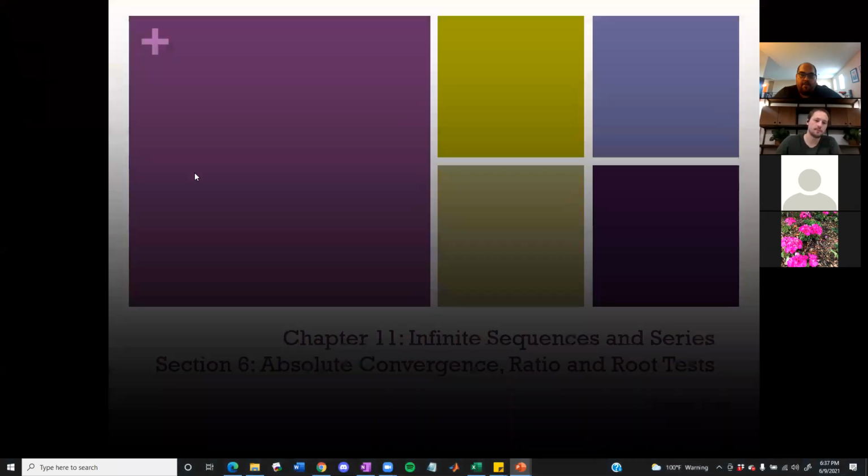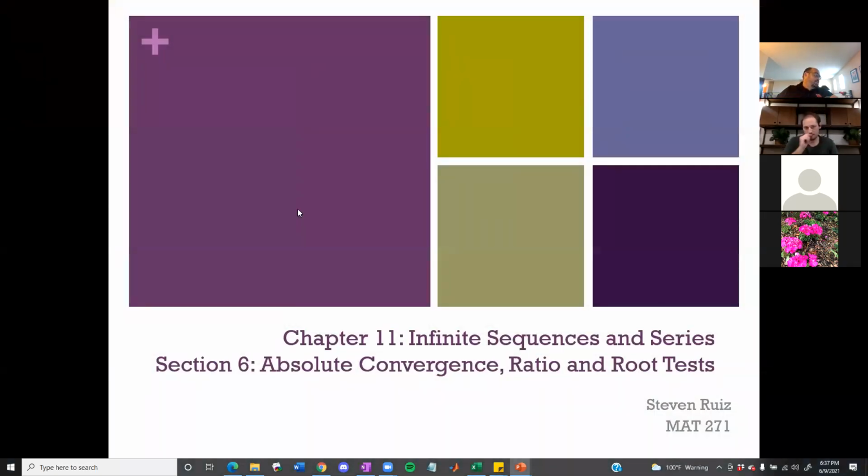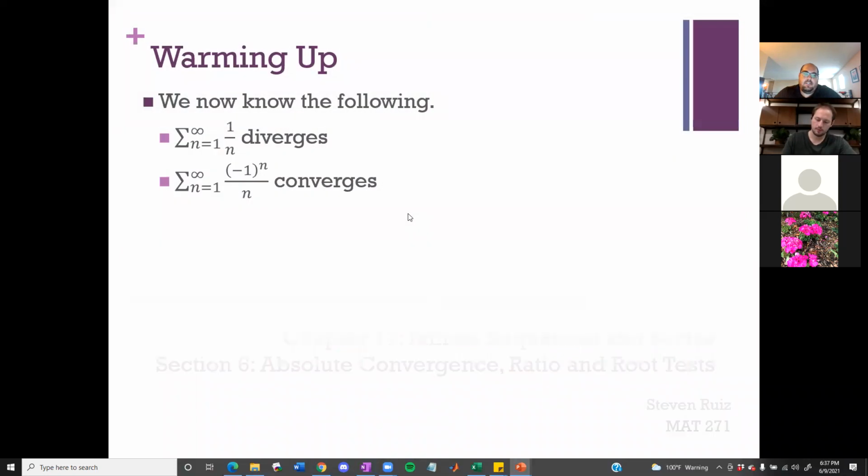Yes. All right, so section 6. I saw people using the ratio and root tests for this quiz, and that's part of what we're going to be talking about today. We're also going to be talking about the idea of absolute convergence.